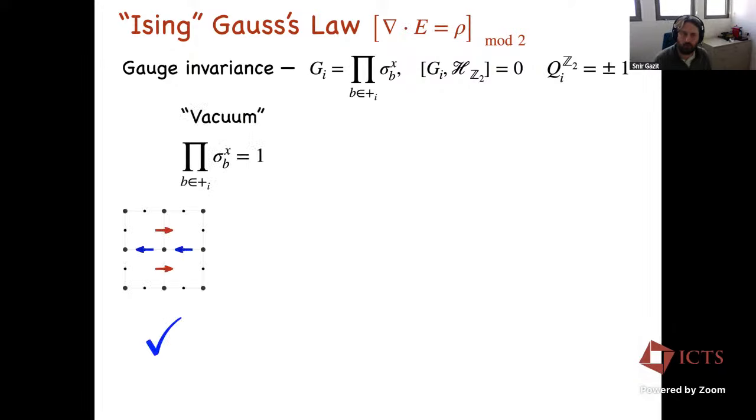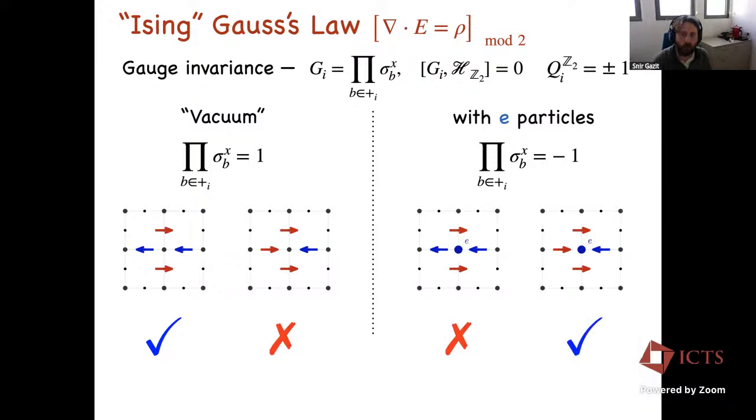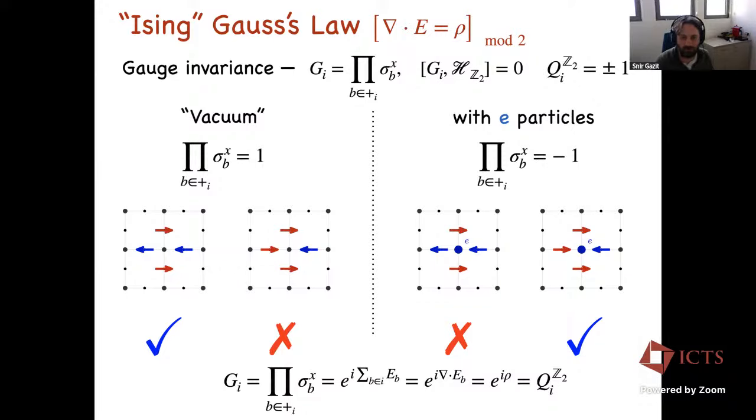So now we have two choices. We either have a vacuum, where we have no charges, and in this case, we have an even number of field lines that would emanate from each one of the sites. By contrast, if we put matter fields or E particles, now the excess sources of the electric field, we have an odd number of lines that come out of each site. And if you do the math a bit here, you can really see this is kind of an Ising version of Gauss's law.